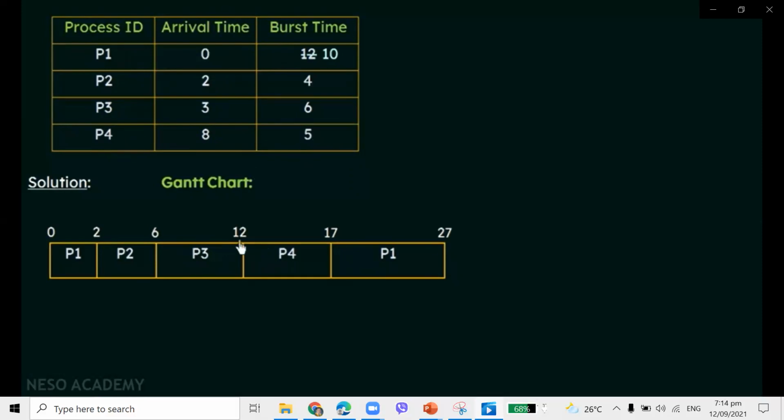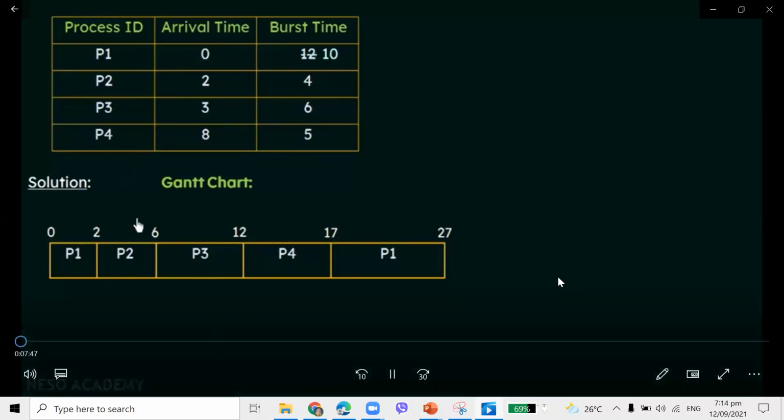So P4 gets the CPU at 12 milliseconds, and it will execute for how long? For 5 milliseconds. So 12 plus 5 is 17. Now at the 17th millisecond, the last one, which is P1, will get the CPU, and it will continue execution for 10 milliseconds. So 17 plus 10 is 27. So at the 27th millisecond, P1 completes its execution, and here we have the complete Gantt chart for this set of 4 processes.